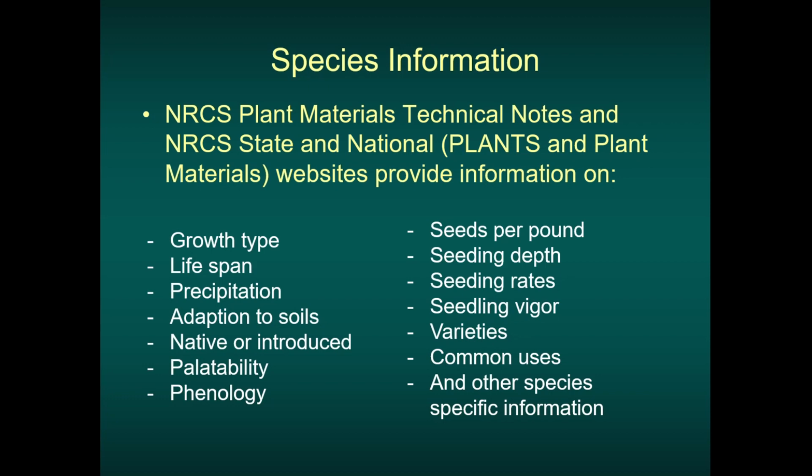So now when you start making species decisions, you're going to want to consider a lot of different things while making the mix. We looked at this a little bit earlier in the discussion. We've got growth types, lifespan, adaptability to different precip zones, different soil adaptations, are they native or introduced? And then you might want to look at palatability, when they flower, that's what phenology is, and then there's a lot of different information you're going to need to know about the seeds to actually perform the seeding itself.